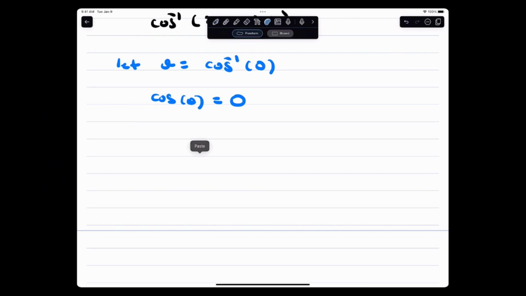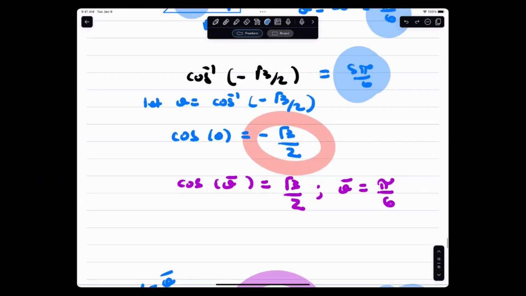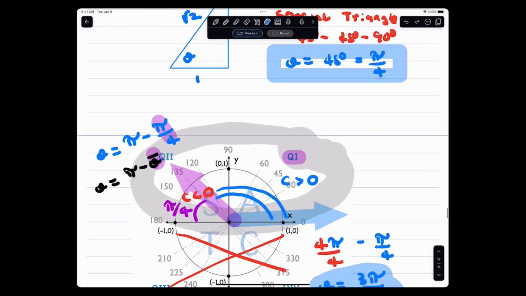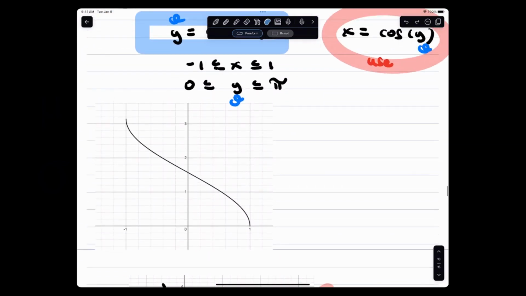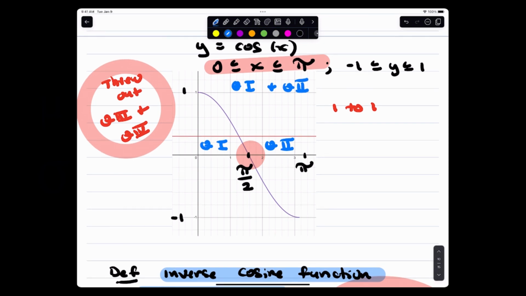Now, what I want to do is go back over here. Go back to your cosine curve with the restricted domain. And you might say, we restricted the domain for cosine to be between 0 and pi, right? So where is cosine equal to 0? That's another way of saying, where's the x-intercept? Good. And the x-intercept is right there, pi over 2.